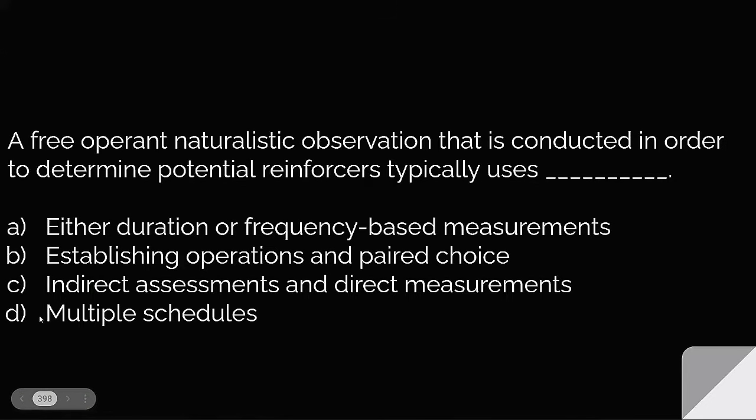And then multiple schedules. Yeah, we can use multiple schedules for preference assessments. I think the best example is single stimulus assessments. You're really just presenting one thing at a time. But I don't think that's the answer here. We're talking about free operant observation, which is concurrent schedule. So it doesn't sound like D is right. But anyway, I think A is the best answer, and there's not a better one. So I'm going to stick with A, and I hope you do too.